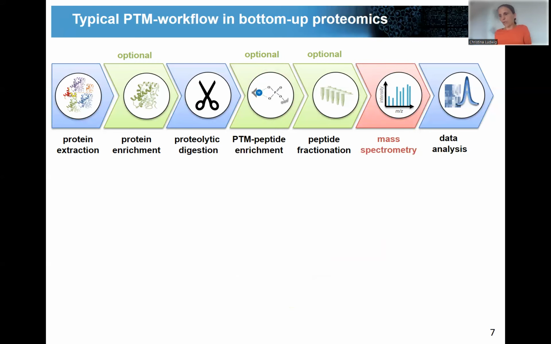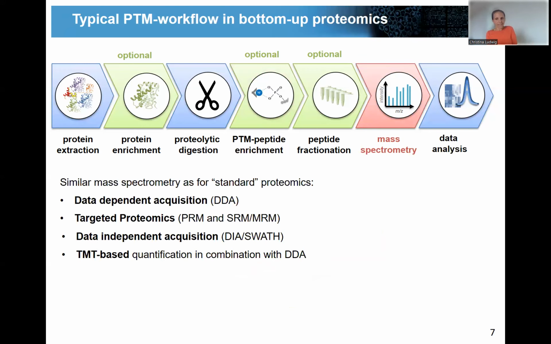Okay, then mass spectrometry. What is important to consider here for PTM workflows? Well, there's actually nothing really so different to consider. We use the same data acquisition types for PTM mass spectrometry as we would do it for normal proteomics. If we want to just identify PTMs, we use data-dependent acquisition methods.